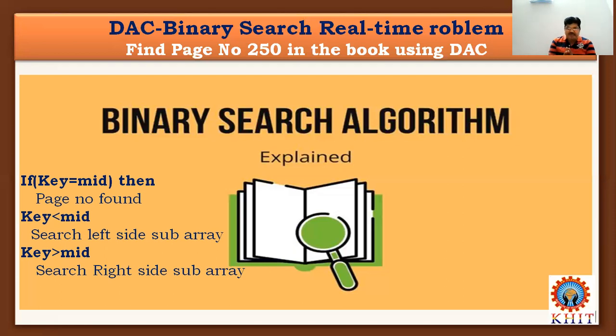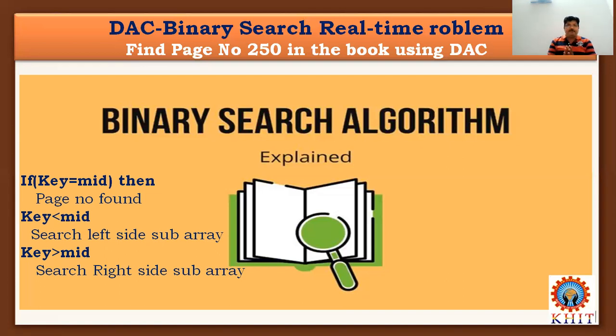But the problem is, we need to turn the page how many times? 250 times. We need to turn the page 250 times. So the total number of iterations required to get the output is 250 iterations. So it is the worst case time complexity.